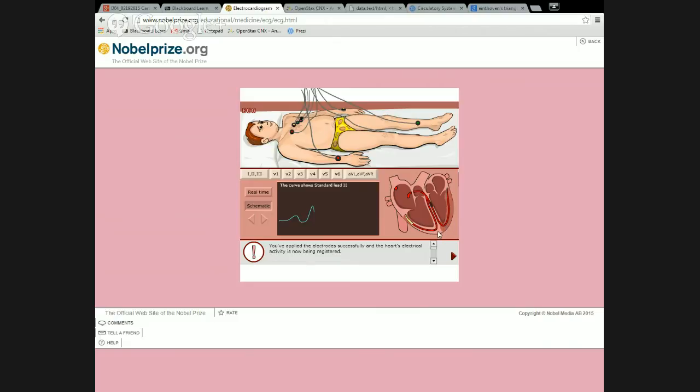Normally you start contracting the apex and work towards the semilunar valves, kind of like squeezing toothpaste out of a toothpaste tube. You want to start at the end and push towards the opening. But with this bundle branch block, the left side doesn't quite work right.